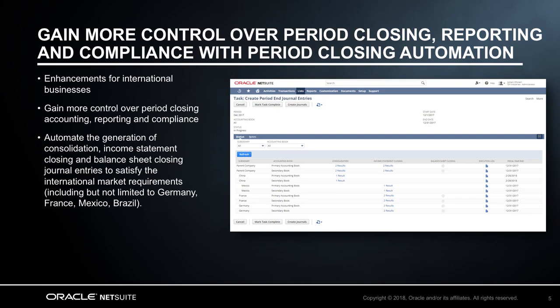In Release 18.2, NetSuite has provided further enhancements for global businesses. You can now automate the generation of consolidation, income statement closing, and balance sheet closing journal entries to satisfy the international market requirements, including, but not limited to Germany, France, Mexico, and Brazil. But this capability is also equally as consumable in any business. Period End Journals enables users to post period end journals to record consolidation and year-end closing journals, and run certain financial reports that reflect these transactions.